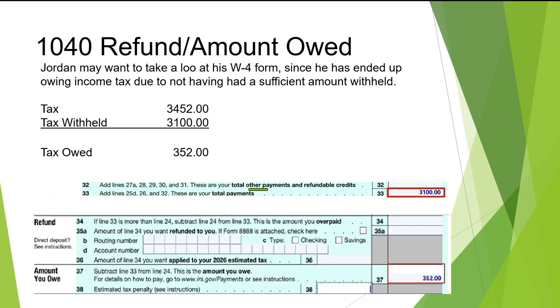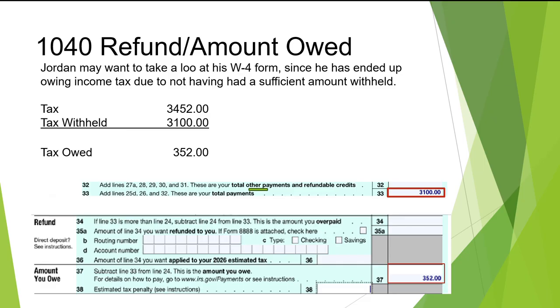He's going to have to pay that one way or another, probably by giving, if he's going to a tax preparer, he'll give them his account number and his routing number, and the IRS will take it directly out of his bank account. Or he can wait until April 15th and he can write a check to the IRS as long as it's postmarked by April 15th. But he's going to owe one way or the other.